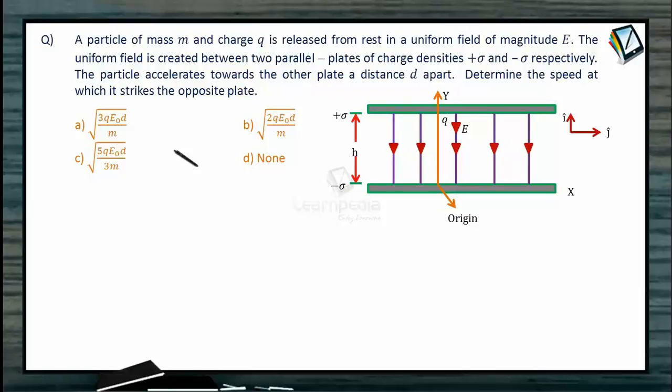A particle of mass m and charge q is released from rest in a uniform field of magnitude E. The uniform field is created between two parallel plates of charge densities plus sigma and minus sigma respectively. The particle accelerates towards the other plate a distance d apart. Determine the speed at which it strikes the opposite plate.